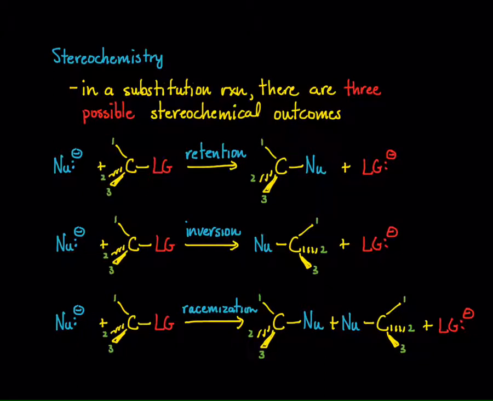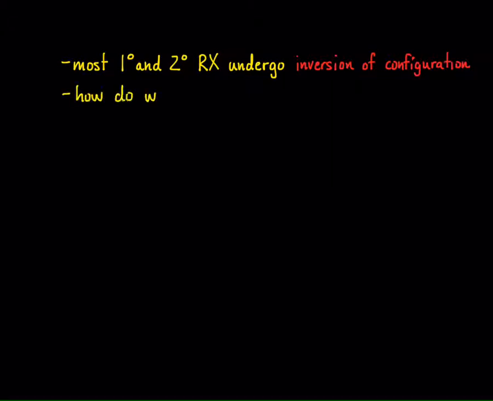Okay. So when we look at what happens when an alkyl halide undergoes an SN2 substitution, we see that most primary and secondary alkyl halides undergo inversion of configuration. Now you might be saying, well, how do you know this? Well, let's think about how we would know what's going on at a stereogenic carbon. We study the optical rotation of that particular reaction. And there are various ways that we can do this.